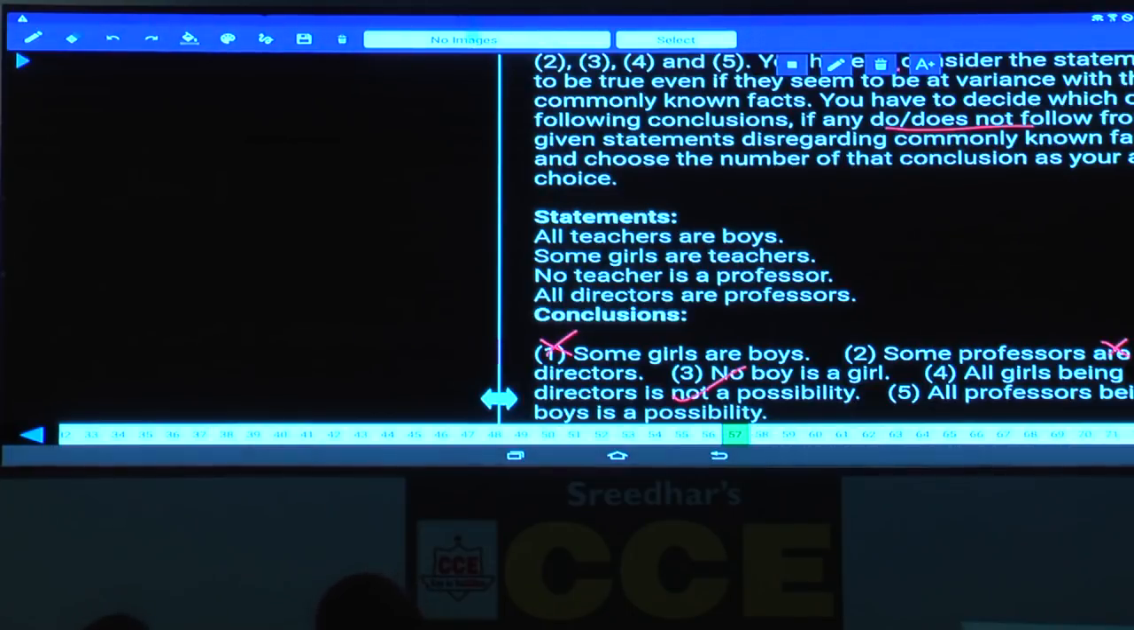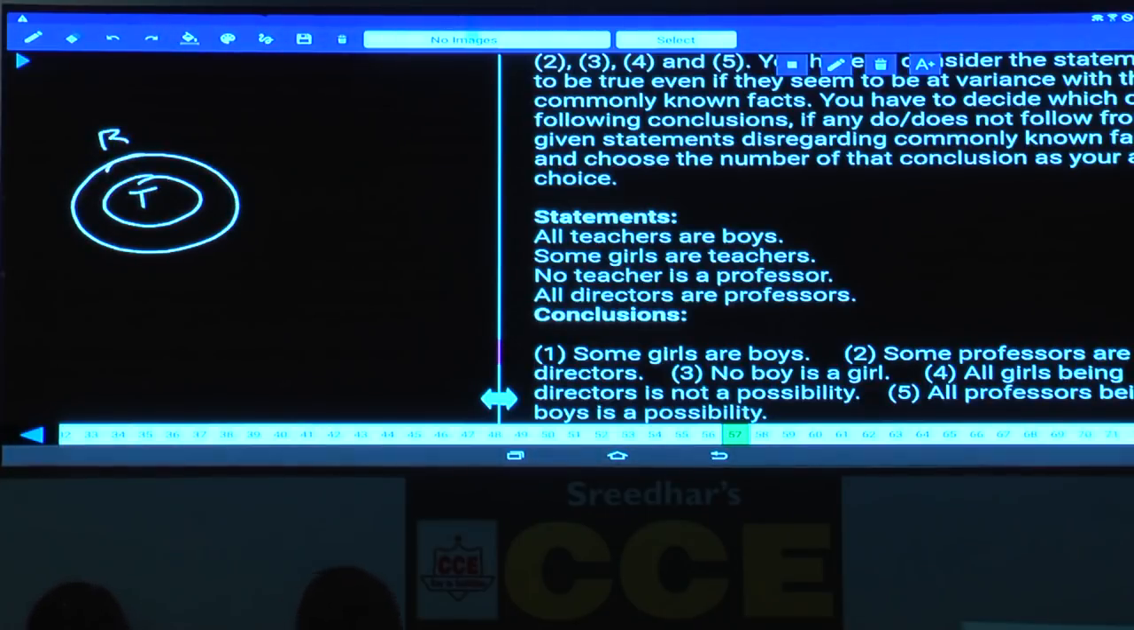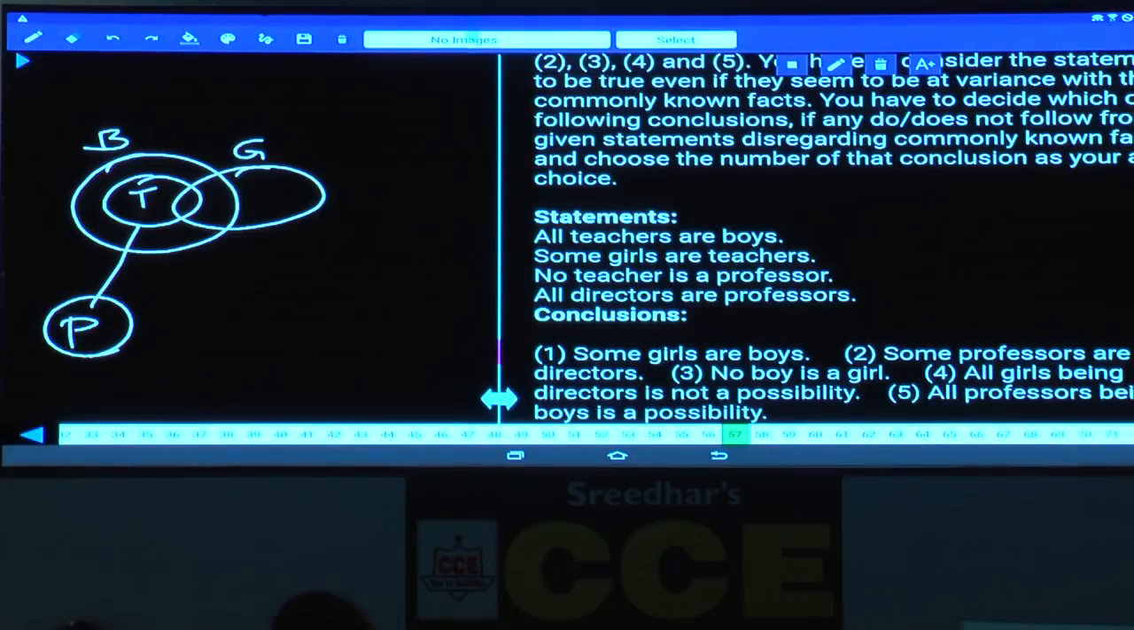Question 57. All teachers are boys. All the teachers are what? All teachers are boys, can be represented like this. Next one, some girls are teachers, can be written like this. And no teacher is a professor. No intersection between professor and teacher. All directors are professors. All directors are professors and no professor is a teacher.